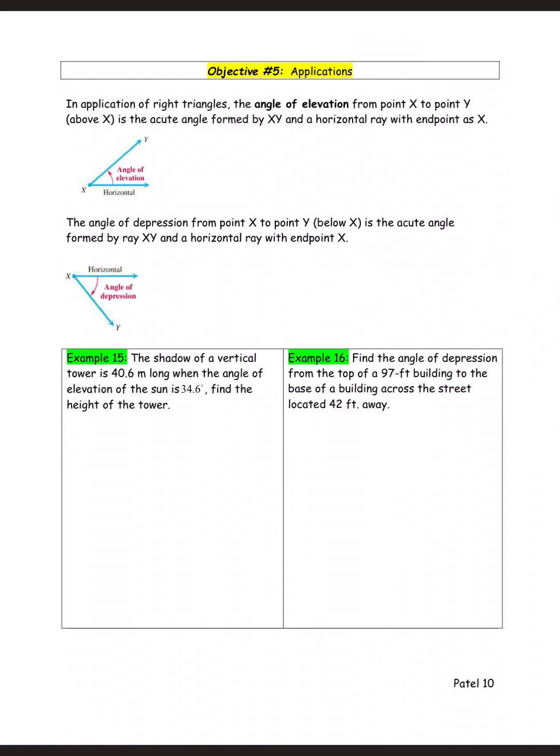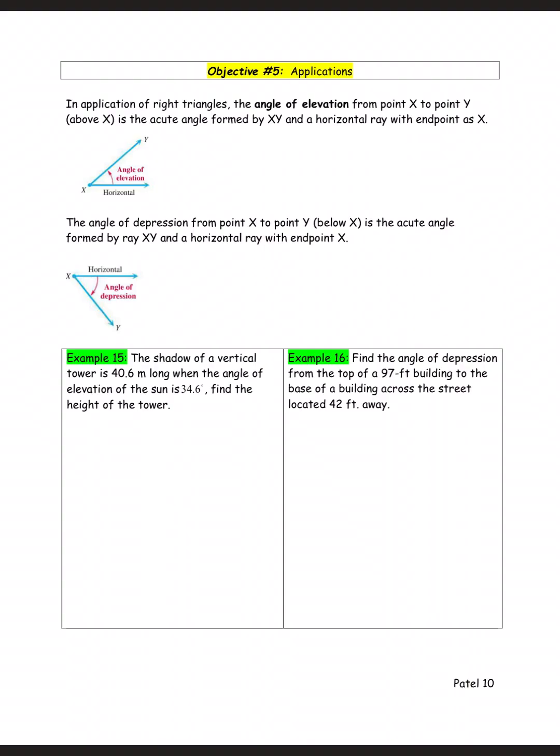Application. In application of right triangles, the angle of elevation from point X to point Y above X is an acute angle formed by XY and a horizontal ray with an endpoint at X. Basically, if you're looking up, it's an angle of elevation. If you're looking down, it's an angle of depression. So the angle of depression from point X to Y below X is the acute angle formed by the ray XY and a horizontal ray with the endpoint X.